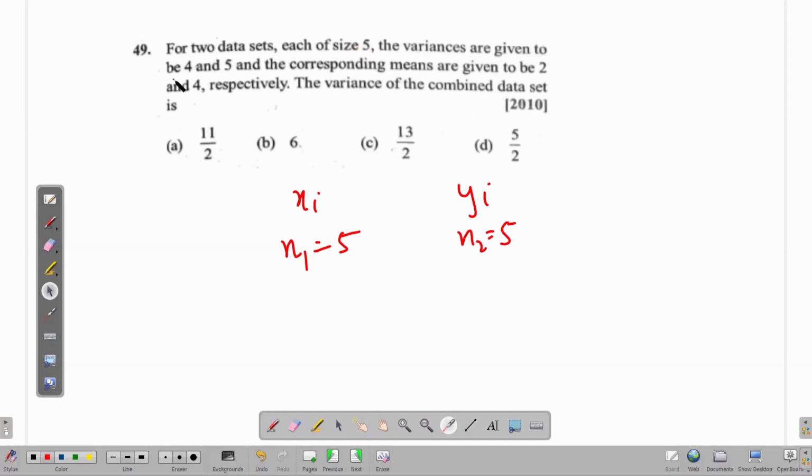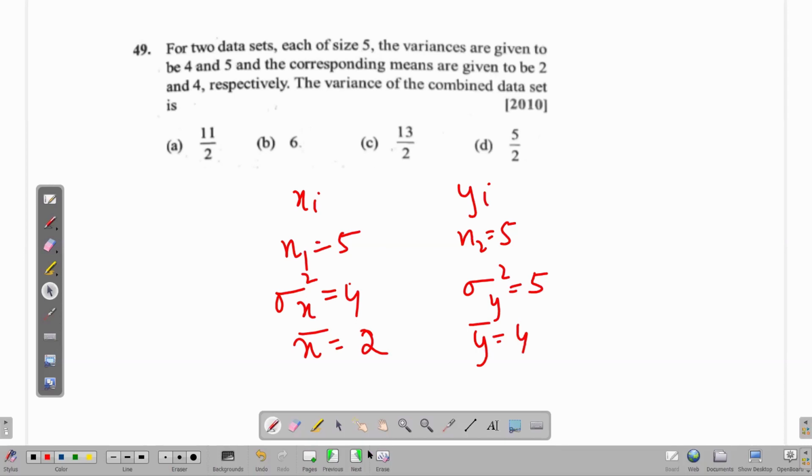The variances are given as 4 and 5. That means the variance of the x terms is 4, sigma square, and for the second it is given to us as 5. What else? The corresponding means are given as 2 and 4 respectively. That means x bar is 2 and y bar is 4. And what I have to find out is the variance of the combined data.